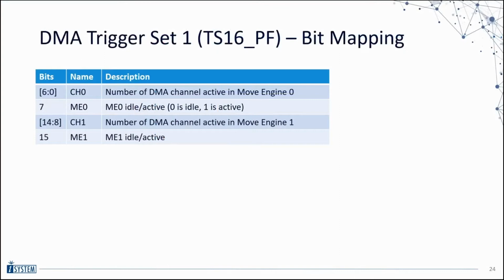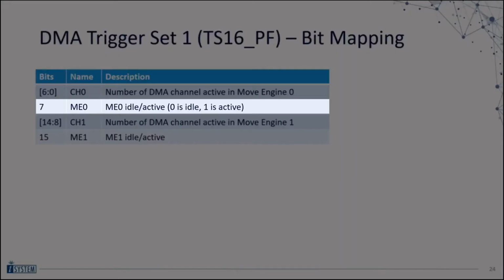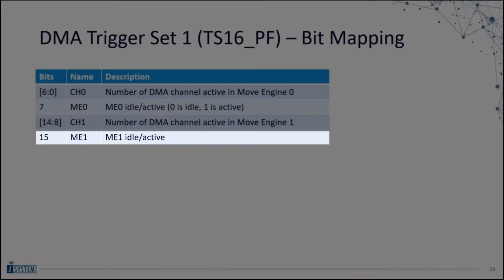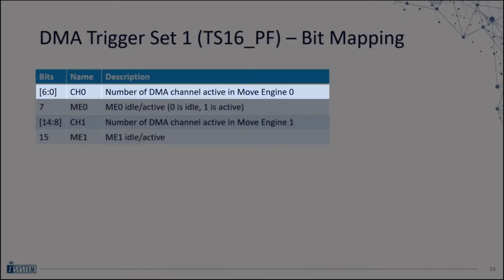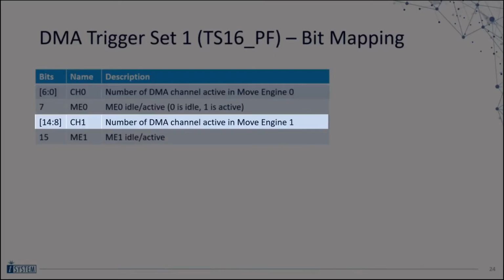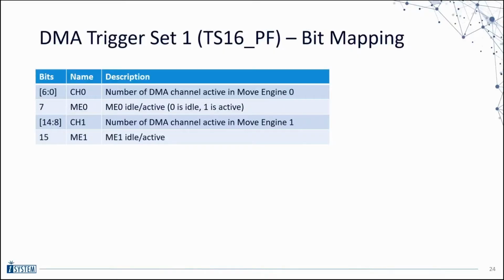Our trusty friend, the TriCore user manual, tells us that each byte maps to one of the 2 move engines. The highest bit for each move engine indicates whether it is idle or active. The remaining 7 lower bits indicate the active DMA channel.